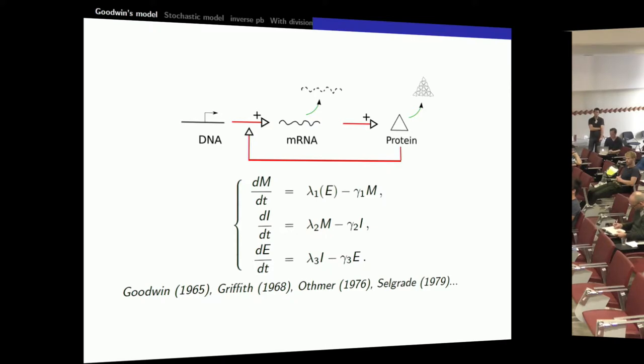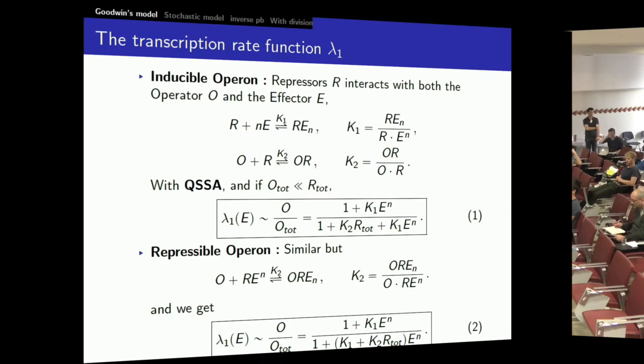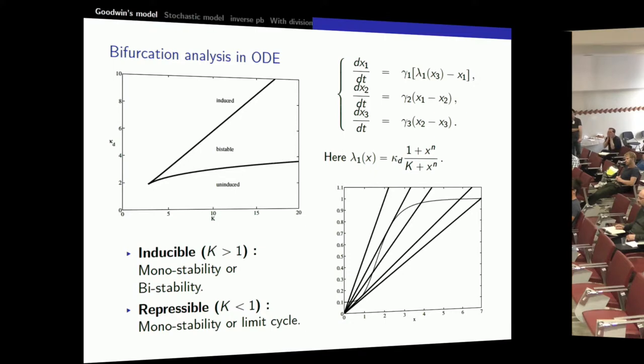If you go into a bit more detail on what these functions should look like, you assume some chemical reactions between effectors and transcription factors or operators, depending on the language. Then you assume some kind of steady state, some separation of scales and of numbers of molecules, and you usually end up with this kind of function. The details can vary from model to model, but basically this function has an S shape, like this one here.